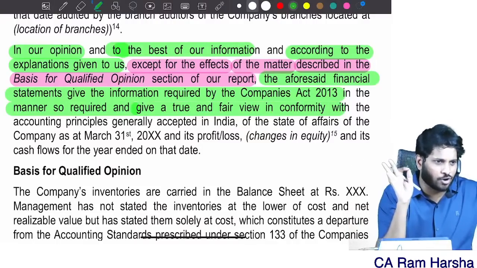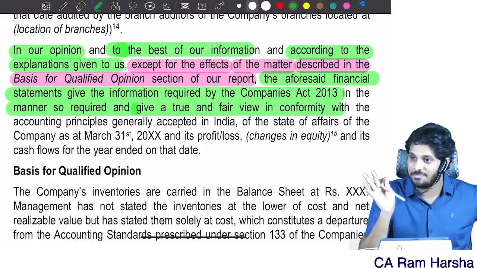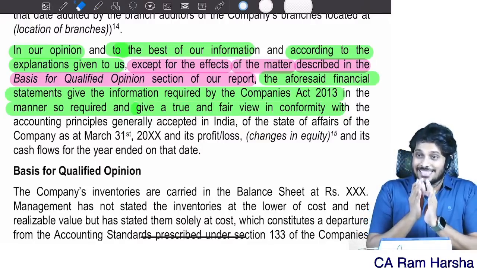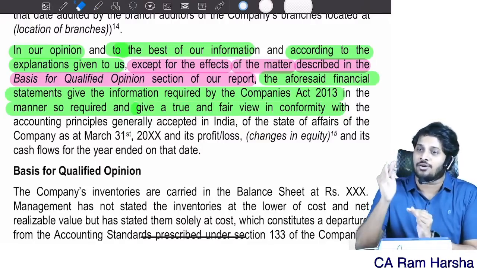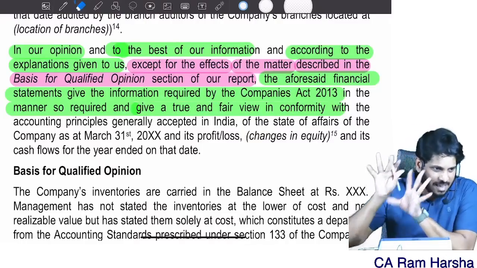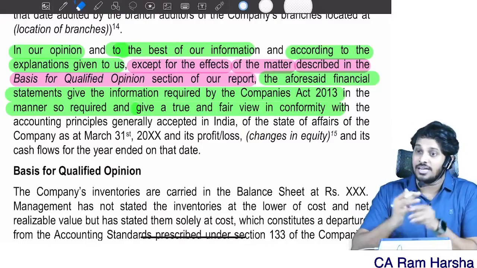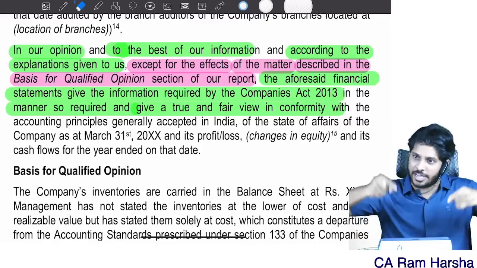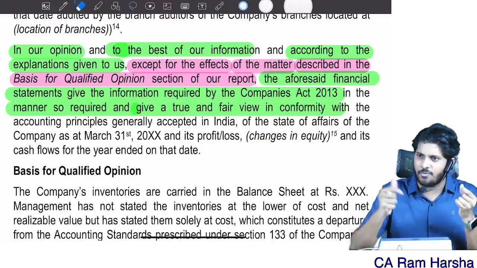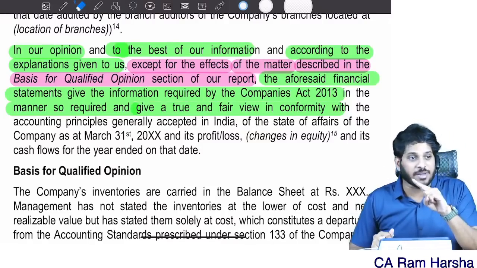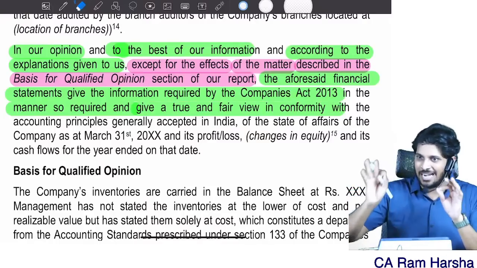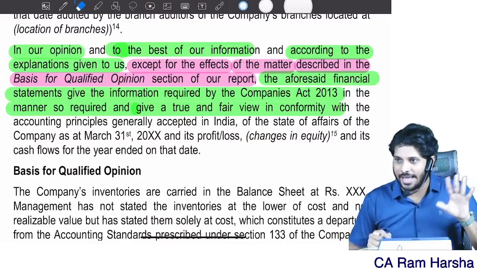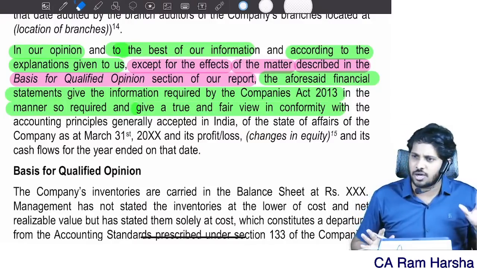Is it a positive opinion or not? But this is not a clean opinion. In between, they used an exception. What exception did they use? Except for the effect of the matter. There is a matter, except for its effect. What is that matter? Described in the basis for qualified opinion section of our report. In our report, there is another section, the basis for qualified opinion section. Inside that, there is a matter; except for the effect of that matter, the aforesaid financials are true and fair.